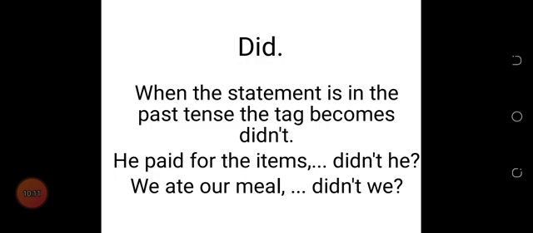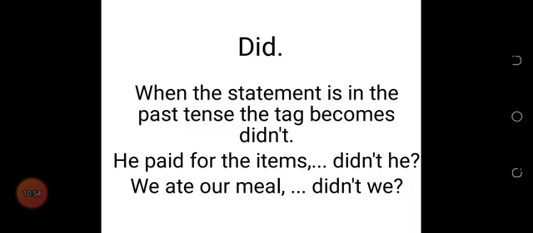So example, he paid for the items. So what in this sentence tells us that the sentence is in the past tense? Can we identify the verb there telling us the tense of the sentence? Very good. The word paid. And so because we have paid, we know that the sentence is in the past tense. So we will use didn't. Okay, so didn't he, for he paid for the items. Didn't he? We ate our meal. Didn't we? Very good. I hope that is clear.